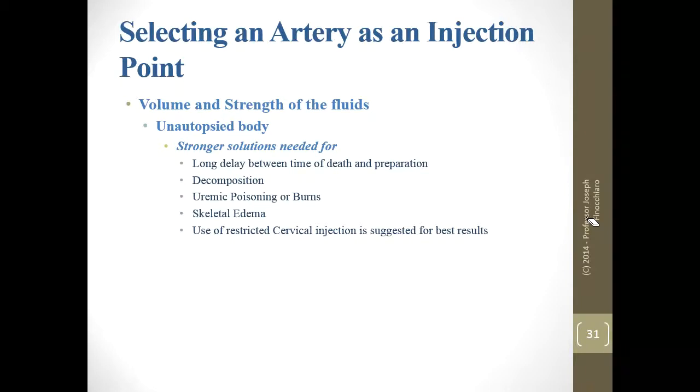Volume and strengths of fluids. Well, on an autopsy body, if you're going to be using a stronger solution than the 2% medium, 20 index or whatever, you would do that for these cases. Long delay between time of death and prep, decomp, poison or burns. It says uremic poison because uremia is going to have nitrogenous buildup. So you're going to want to put stronger solution to help combat the fact that it's going to be neutralized by these nitrogenous byproducts. Skeletal edema, and obviously if you have any complications, restricted cervical is suggested for the best results.